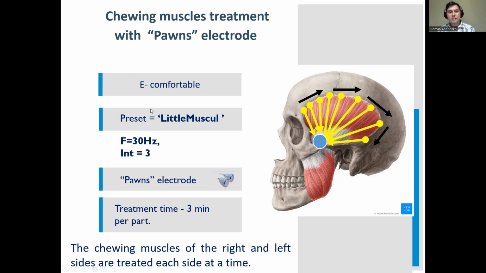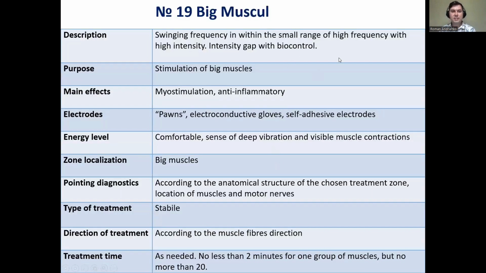Combine it, the preset little muscle, with frequency of 30 hertz and intensity 3, and spend 3 minutes per each side of the head, and treat the chewing muscles on the right and on the left sides, one side at a time. So this would be a good example.